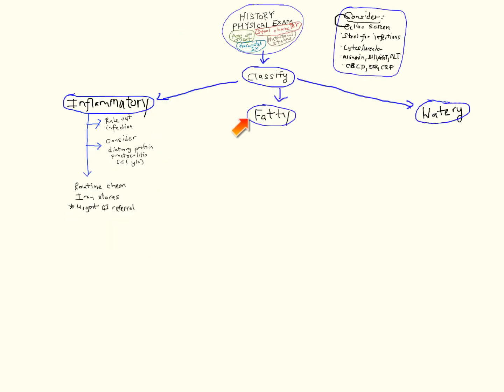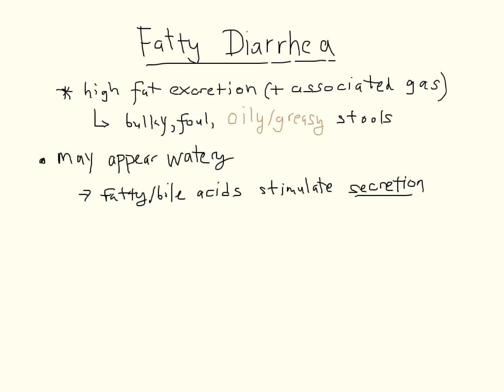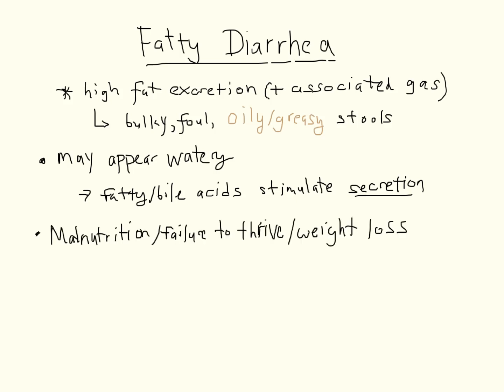Fatty diarrhea is the next category. Clinically, stools are often bulky, foul, oily, or greasy and may float in the toilet, which indicates high fat excretion. Just be aware, however, that stools may actually be watery in some cases because of malabsorbed fatty or bile acids, which stimulate chloride and fluid secretion. Because fat is calorie dense, another big take-home point is that the vast majority of patients in this category will also have signs of malnutrition.